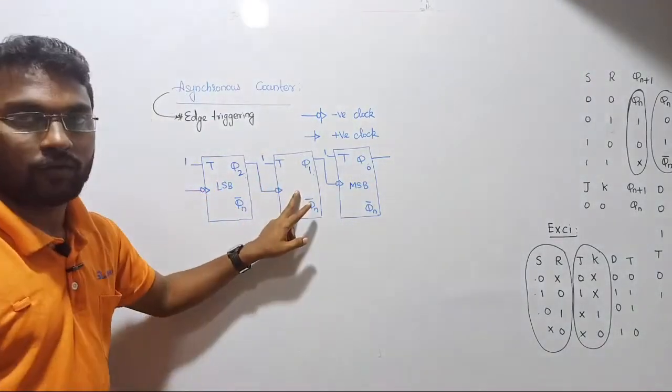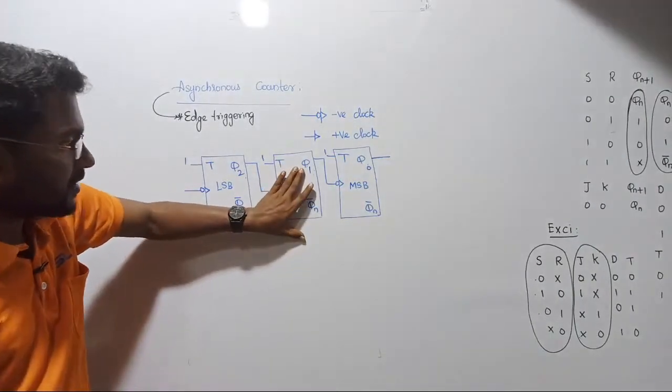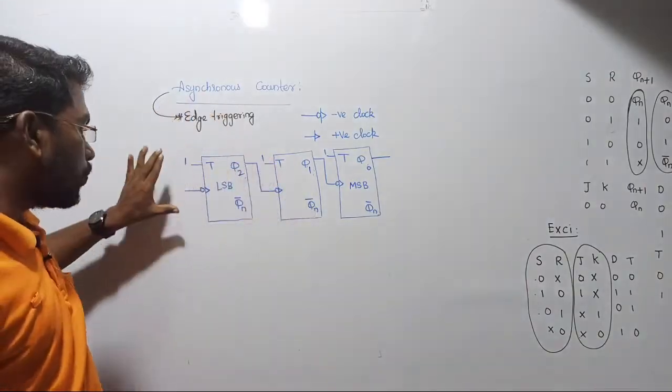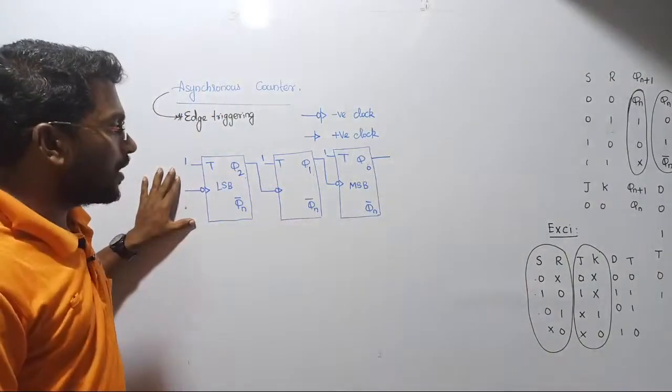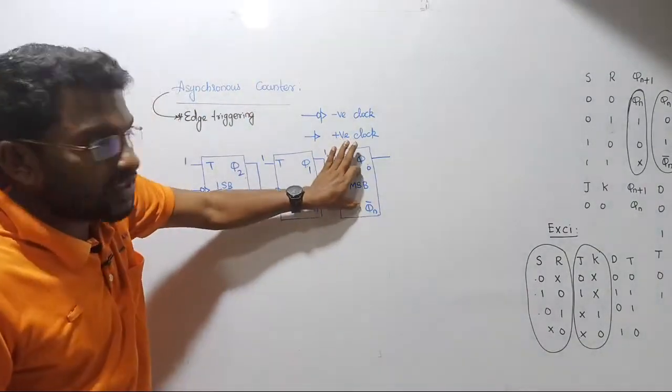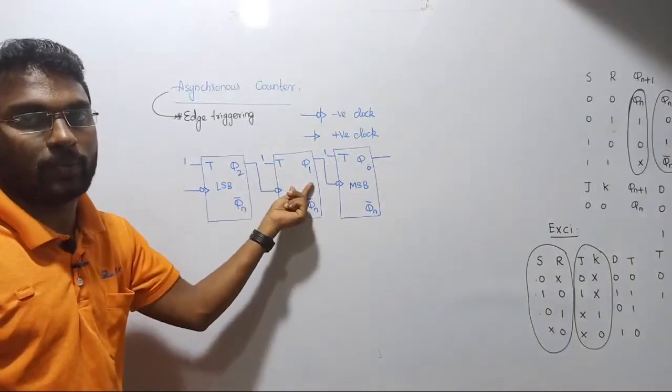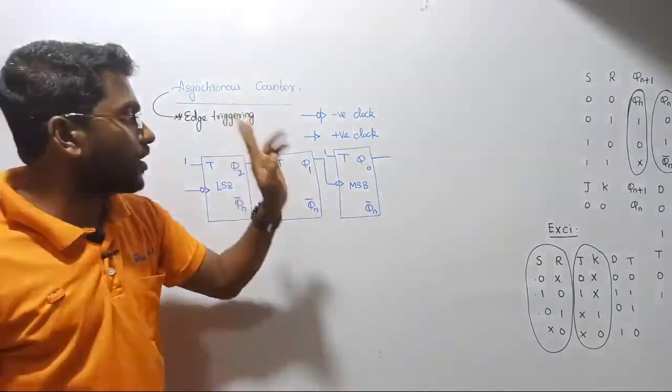I mean this flip flop, right? So the active state of this flip flop is depending on the output of the previous flip flop. Similarly, the activation of this flip flop is depending on the output of the previous flip flop, right? This output only is going to decide this one, right?